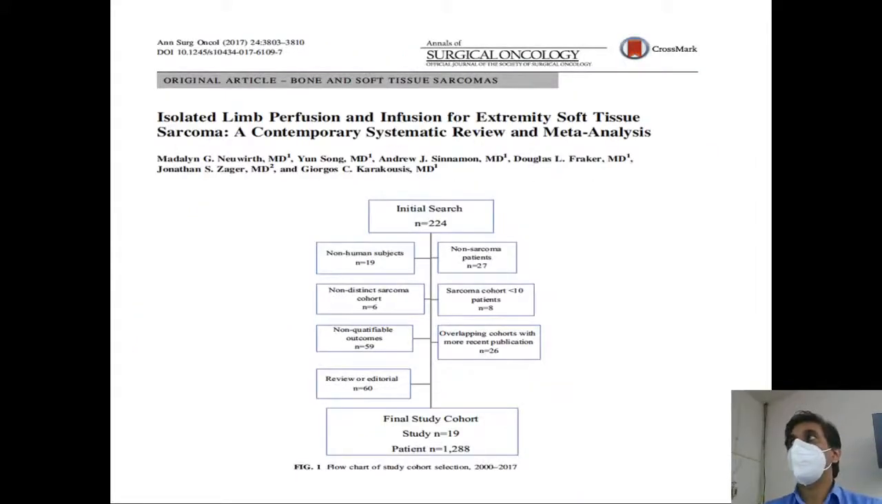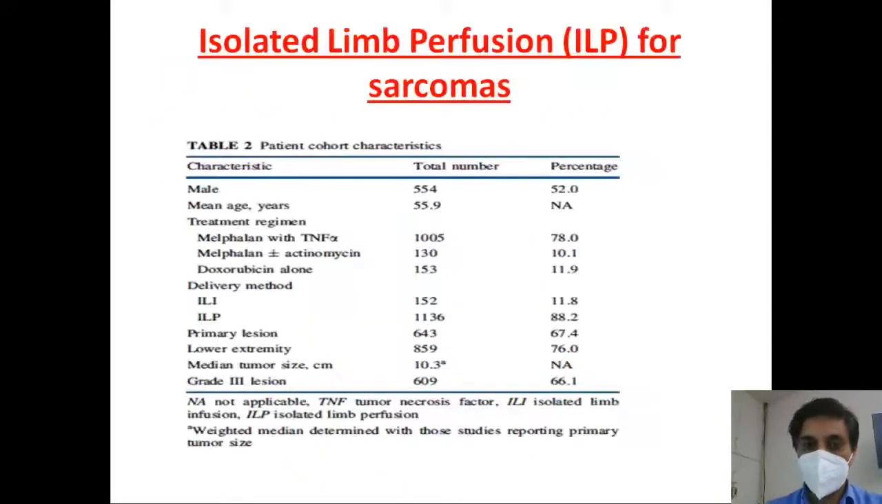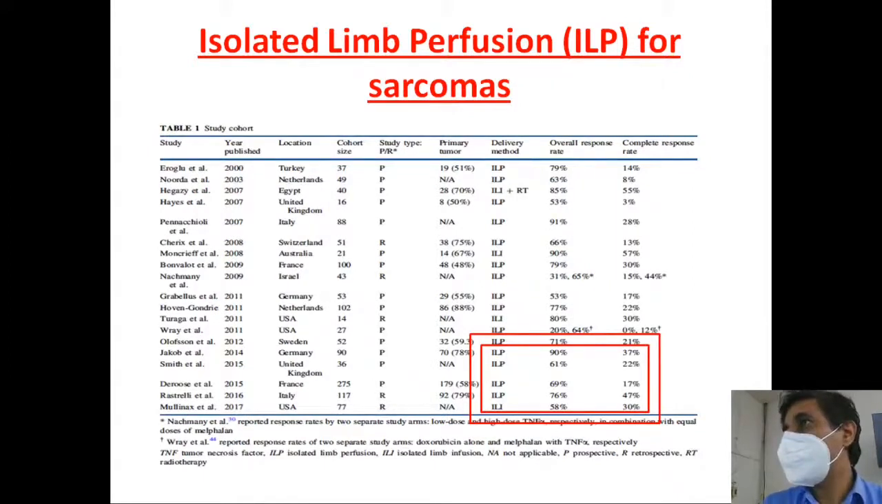When we come to soft tissue sarcoma, this is a meta-analysis published for the use of ILP in case of soft tissue sarcoma. The author studied around 19 studies, including around 1300 patients. Around 1100 patients underwent ILP and 150 patients underwent ILI. As we can see, the recent studies have a larger number, with an overall response rate of around 90% and a complete response rate around 20 to 47%.